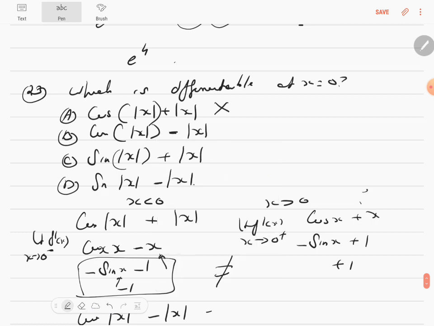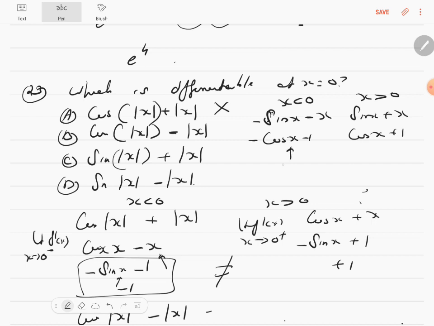Let's go to option number C. When x is less than 0, the function itself is sine of minus x, which is minus sin x. And the mod x will also be negative, minus x. The function for x greater than 0 will be sin x plus x. And let's do the derivative, minus cos x minus 1, this will be cos x plus 1, and substituting x as 0, it will be minus 2, x as 0 it will be 1, they are not equal again.